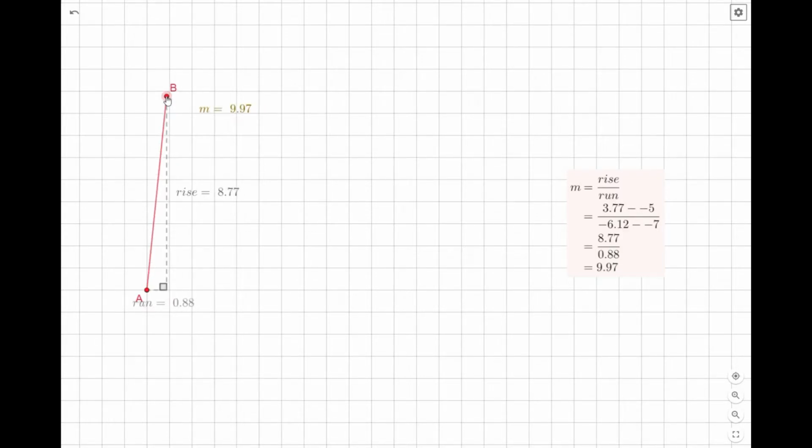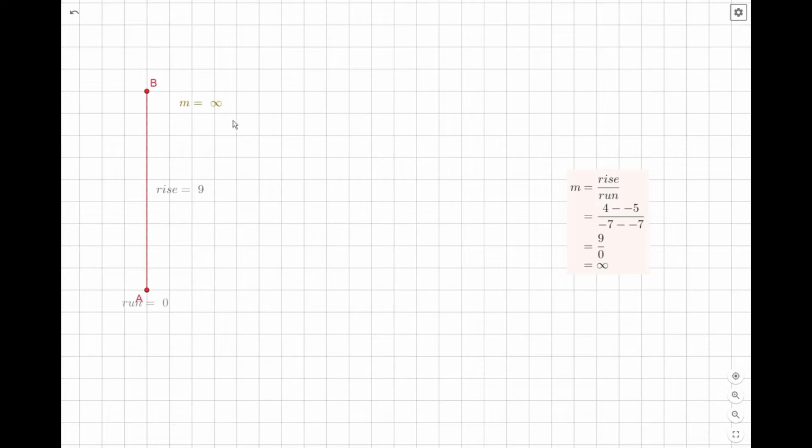The gradient is getting extremely large. We have a gradient of 10 now. What's going to happen if I go towards the vertical? There. It says that the gradient is infinite.